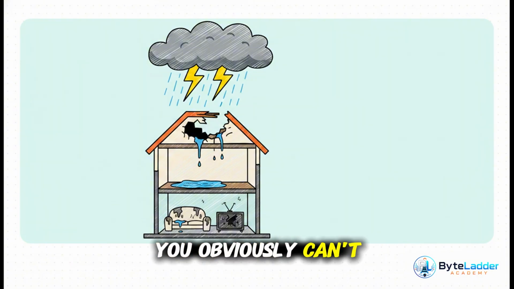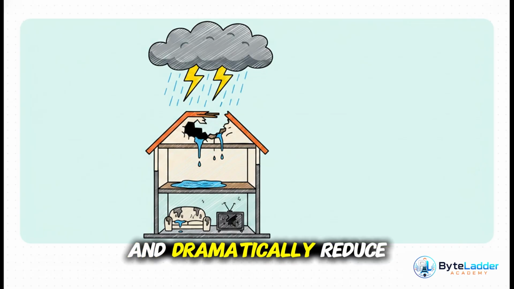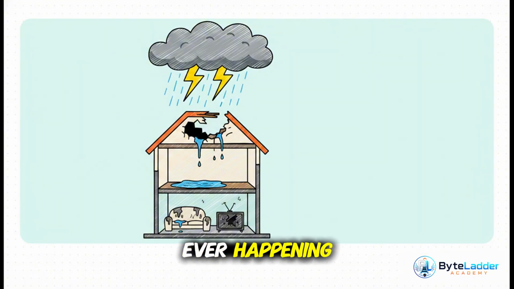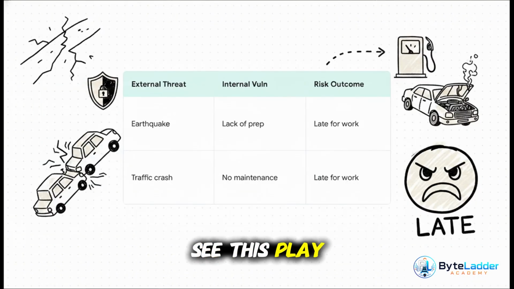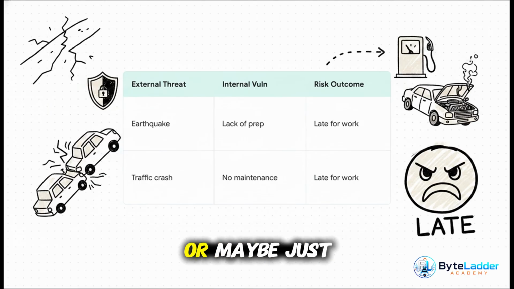Now, you obviously can't control the storm, right? The weather's going to do whatever it wants. But you absolutely can patch that roof, prep your supplies, and dramatically reduce the risk of that water damage ever happening. We can even see this play out in your daily commute. Let's say your main goal is just to get to work on time. An external threat, totally out of your control, might be an earthquake, or maybe just another driver causing a huge traffic accident.